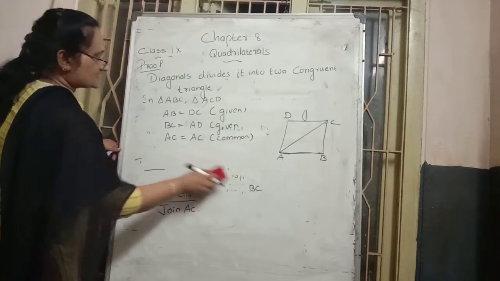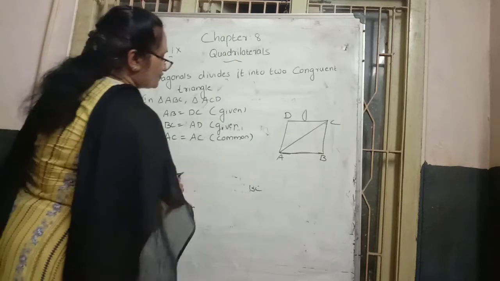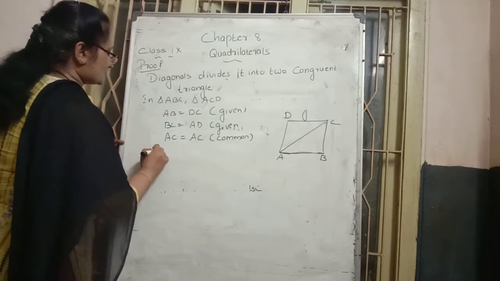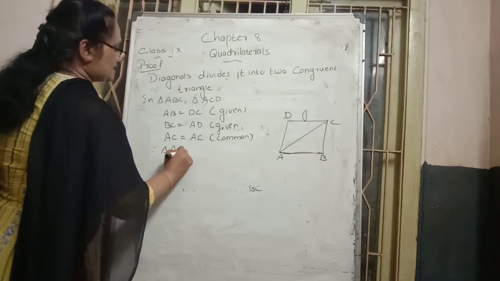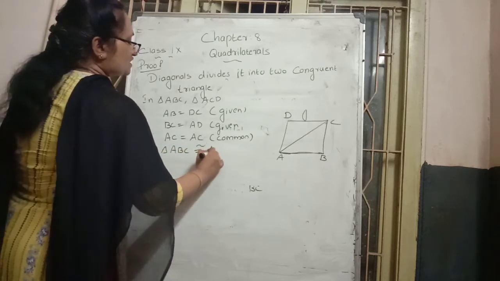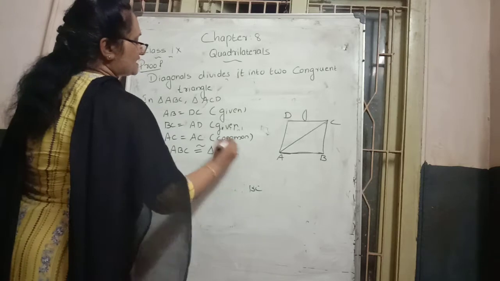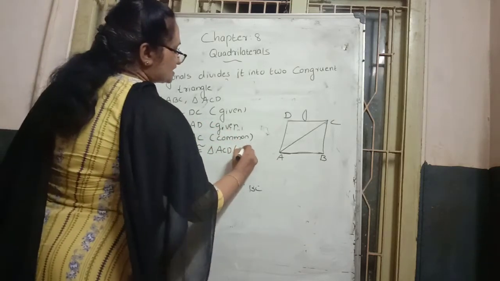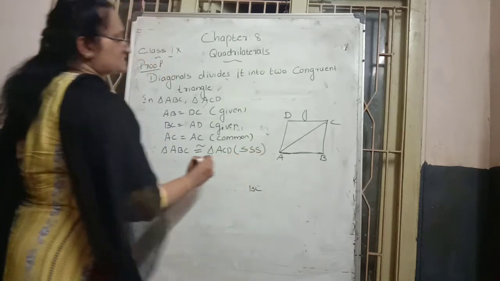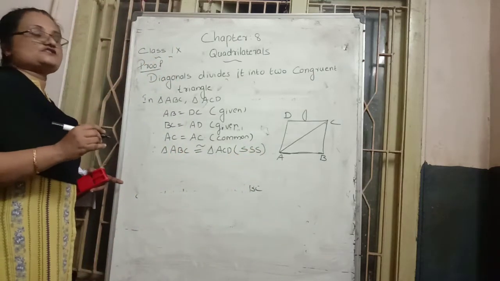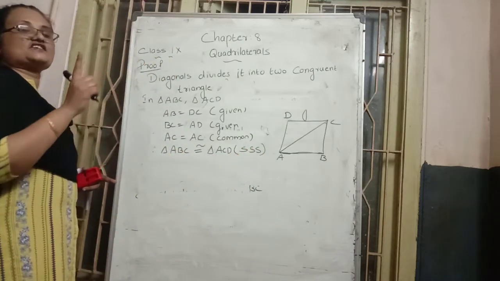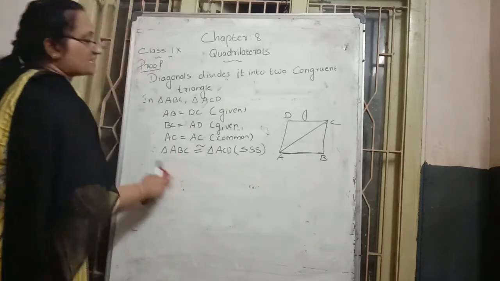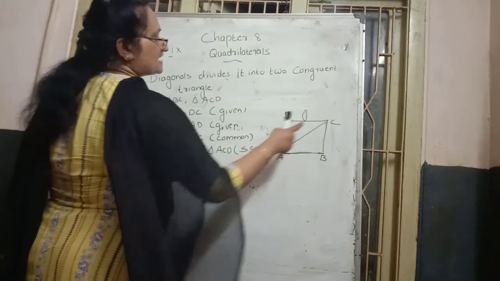Therefore triangle ABC is congruent to triangle ACD, as three conditions are satisfied. By which property? All are sides only, that's why it satisfies the SSS property. In the triangles chapter we learned the SSS property, the three side property. Then by CPCT, what can we say? Angle A and angle C are opposite.